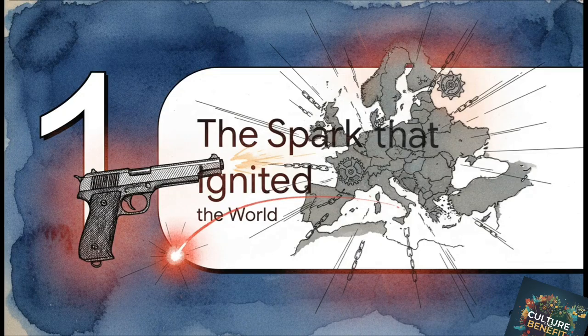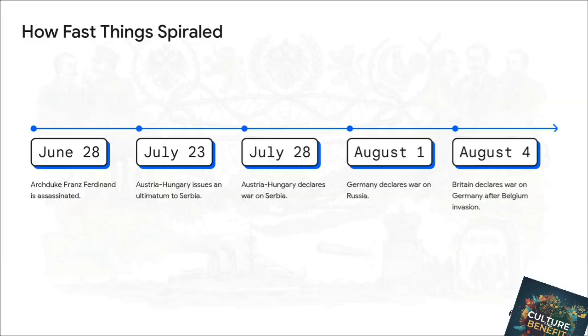Okay, so to really understand the massive explosion that was World War I, you have to start with the spark. And in the summer of 1914, that spark was a single political assassination that kicked off a chain reaction nobody could seem to stop. And just look at how fast everything went downhill. On June 28th, Archduke Franz Ferdinand, the heir to the whole Austro-Hungarian Empire, is shot and killed. Less than a month later, Austria-Hungary hits Serbia with an ultimatum that's basically impossible to accept. And then, boom, they declare war.